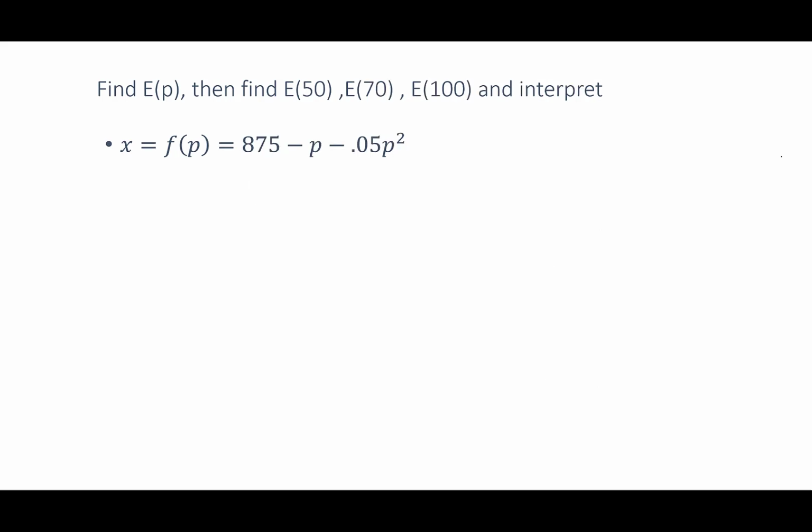Let's try a different function. This time I have x equals f of p is 875 minus p minus 0.05 p squared. We'll find the elasticity of demand. We'll plug in 50, 70, 100, and interpret.